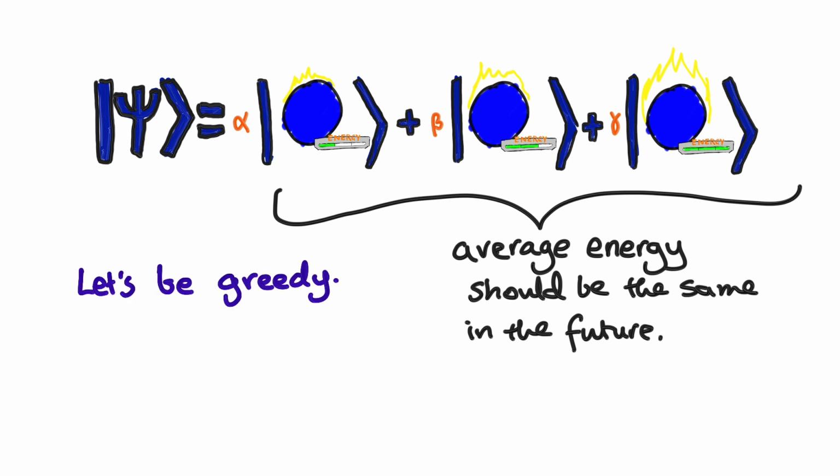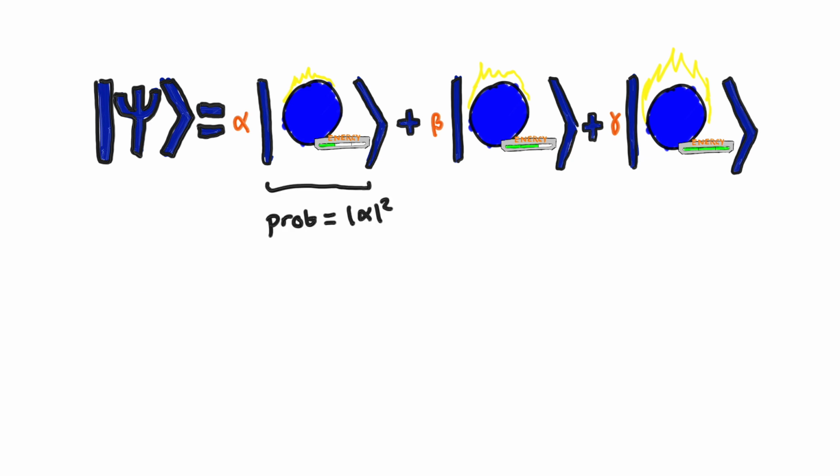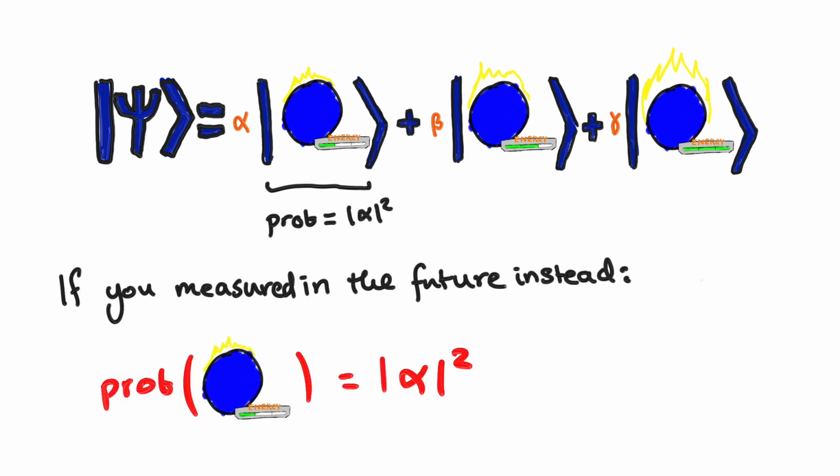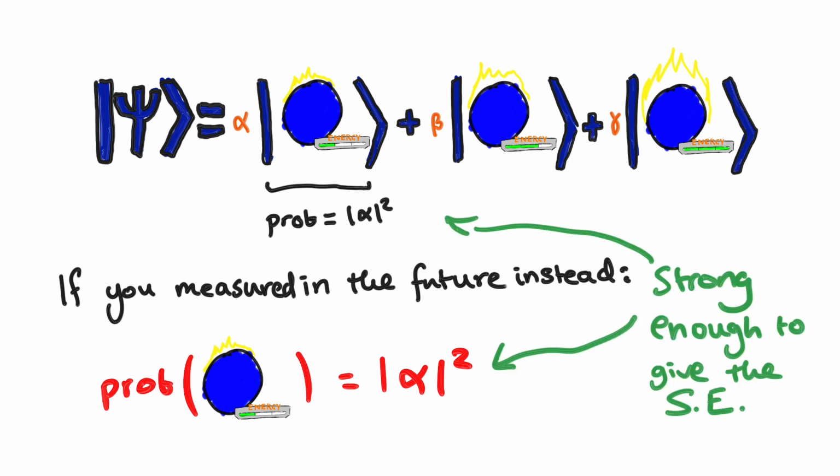In fact, let's ask for even more from conservation. If we were to measure the particle's energy initially, you have this probability of measuring this energy. Well, let's require that if instead you measured it afterwards, you have the same probability of getting that energy. You can't tell the difference between the two states by measuring energy. This requirement is pretty much strong enough to give us the Schrodinger equation, as we'll see.